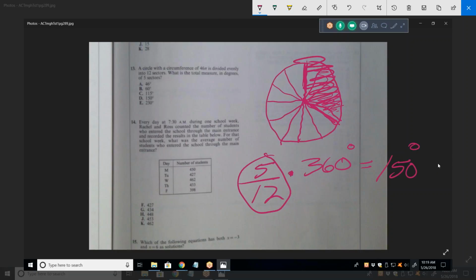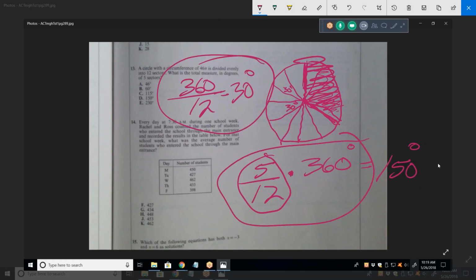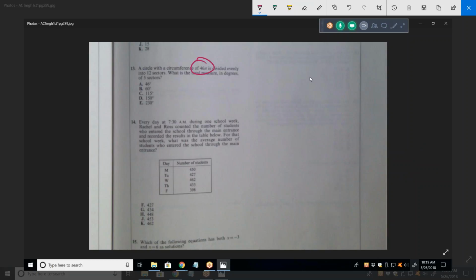The other way to do it would be to know that the circle's divided into 12 sectors, therefore every sector is 30 degrees. That's 30 degrees right there. They're all 30-degree measurements. We got 5 of them. 150 degrees. So that method is kind of 2 steps. This method is 1 step. The key to this problem is ignoring the 46 pi, because that can lead to a lot of wasted time and effort. If they don't put that in there, this is an easy problem. The fact that they put that in there makes it a little bit more of a difficult problem.